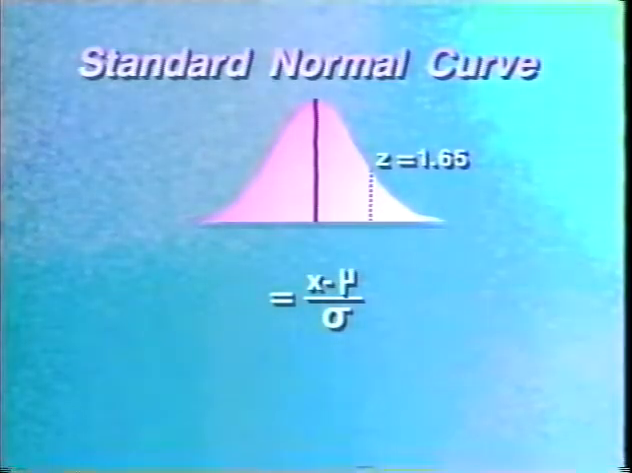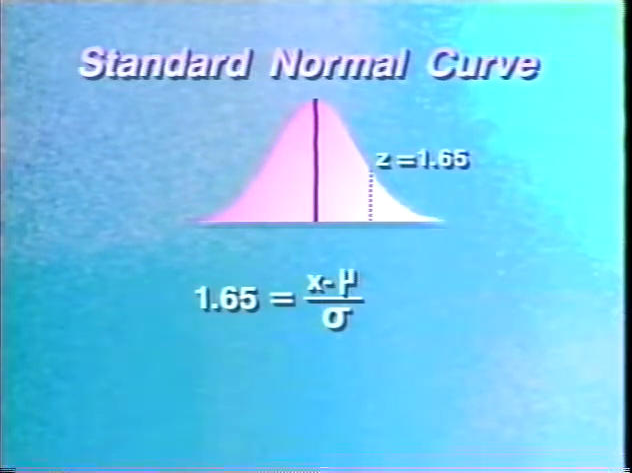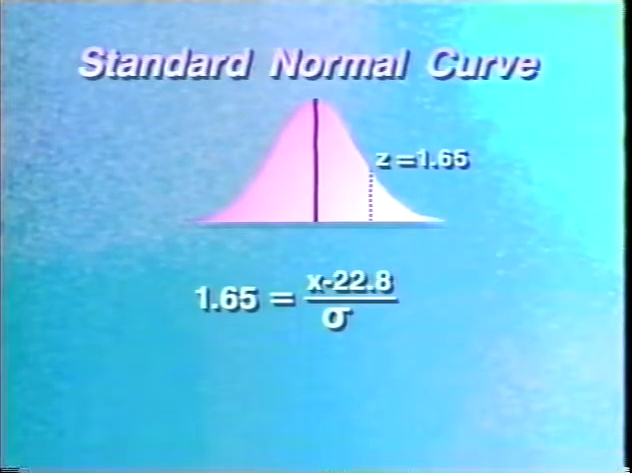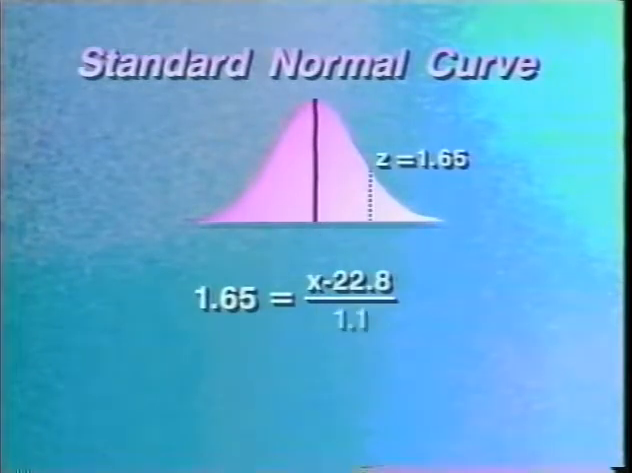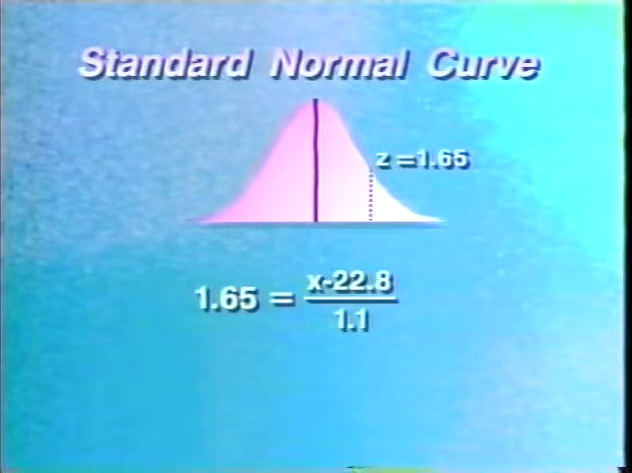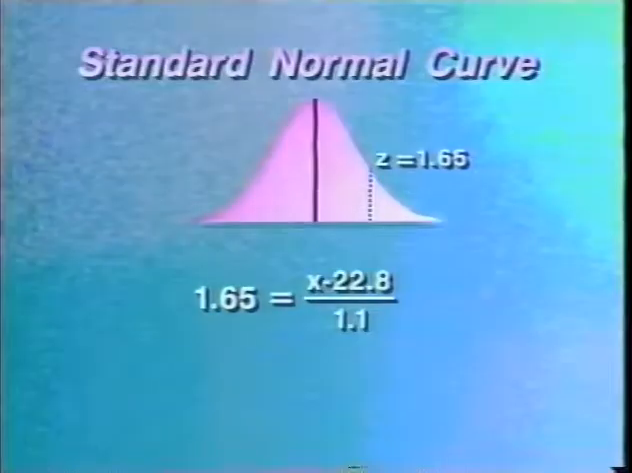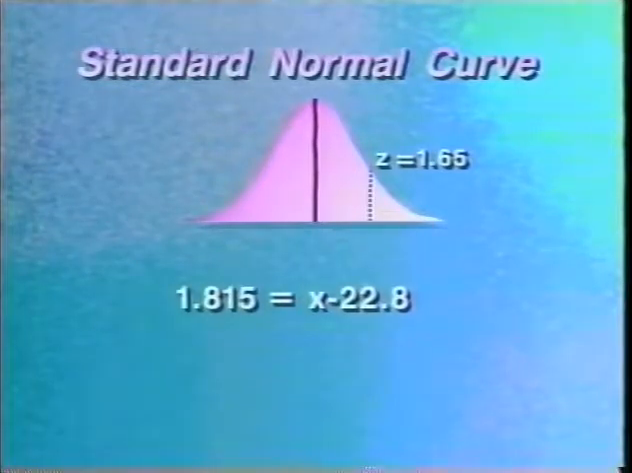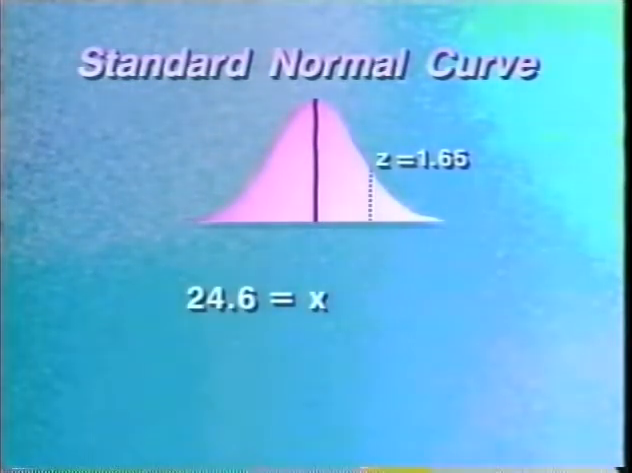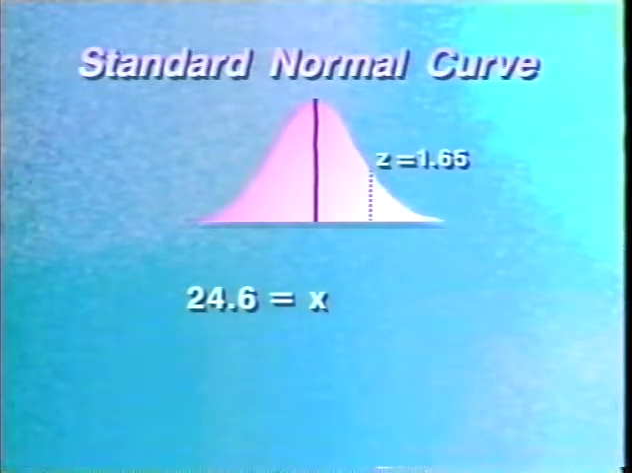We just found z, and that's 1.65. The mean of the head sizes measured by the Army was 22.8 inches, so mu is 22.8. And the standard deviation is 1.1, so sigma is 1.1. Now we can solve for x using the rules of algebra. First, we multiply both sides by 1.1 to clear the fraction. Then we add 22.8 to both sides to isolate our variable, x. And our answer is 24.6 inches.